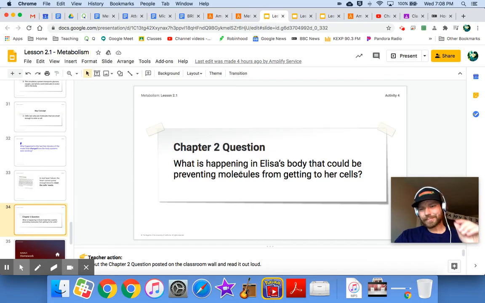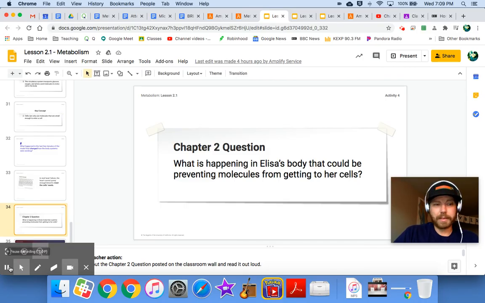So, bringing us to our chapter 2 question. What is happening in Elisa's body that could be preventing molecules from getting to her cells? Now, her body is still functioning, so it's not that her body is completely collapsing, but there is something wrong. Something is preventing some of these molecules from getting to her cells. We don't know what it is, but we probably have some guesses.